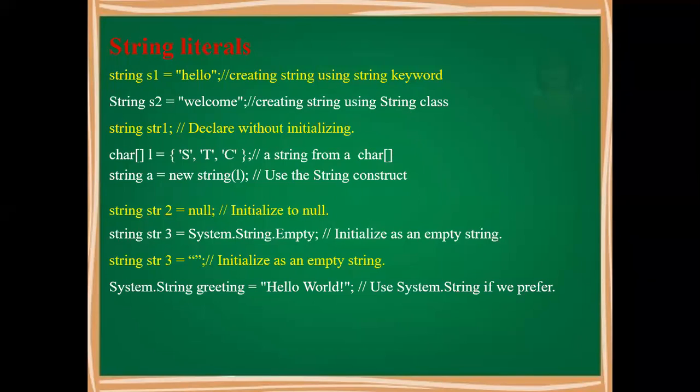Here we are creating a string with namespace name System.String. The name of the variable is greeting. Okay, greeting is our variable name, equals to hello world. So we can also use System.String if we prefer. If you want to write the long line of programming, this is also valid because the string class is derived from the System namespace.